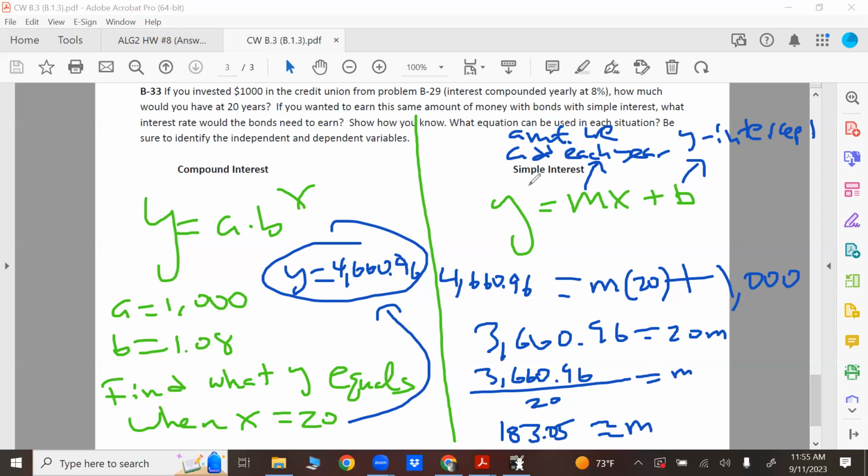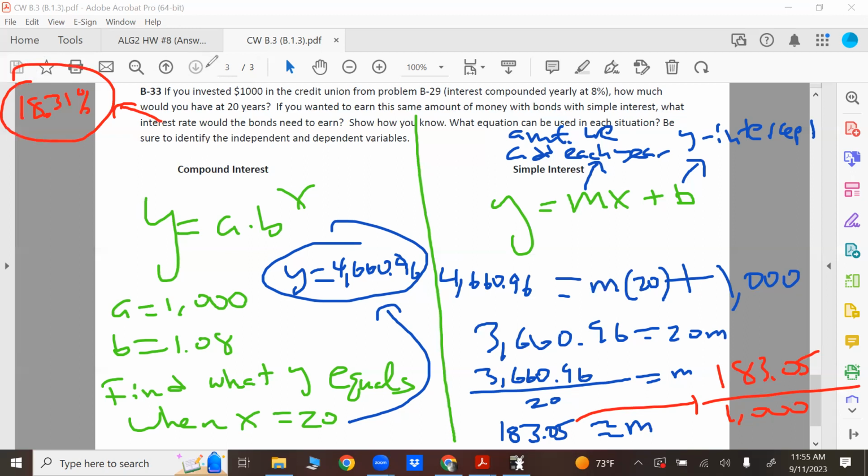So what percentage does it have to be? What you want to do is 183.05 divided by 1,000, because it's always going to be from the initial deposit. What percentage do you get when you divide those two? So what interest rate is it going to be? It's going to be 18.3%, or 0.183. That is really high. No one's really going to give you that kind of percentage. So you can see why simple interest is not really advantageous, because you have to have a much higher percentage to match the compound interest.